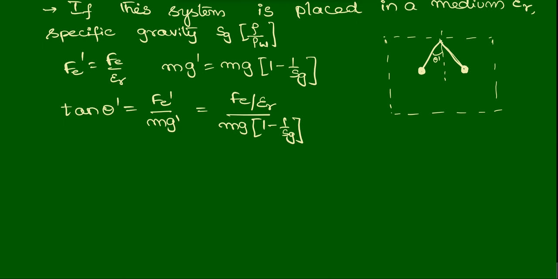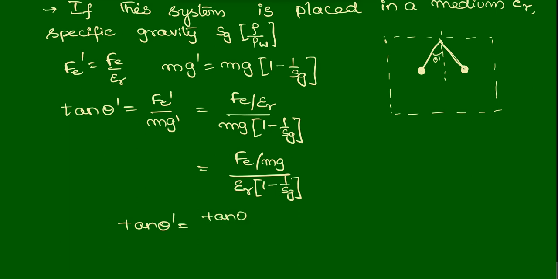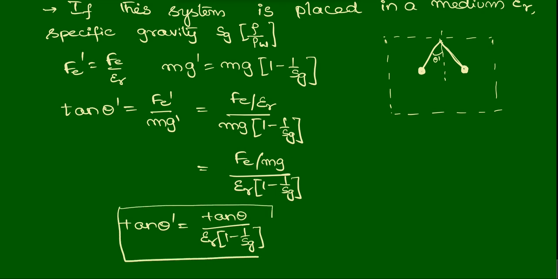Now I can write this like Fe by mg by epsilon r into 1 minus 1 by specific gravity. From this, tan theta dash, where Fe by mg is nothing but tan theta in free space, is tan theta by epsilon r into 1 minus 1 by Sg. So this is the relation between the angle between the two strings in a fluid medium and the angle between the two strings in free space. And here we have one interesting frequently asked model based on the same.